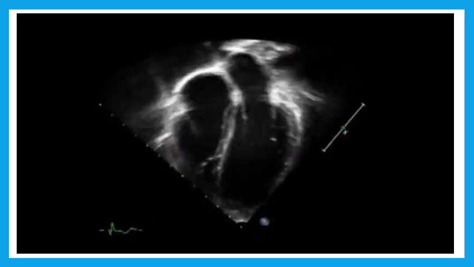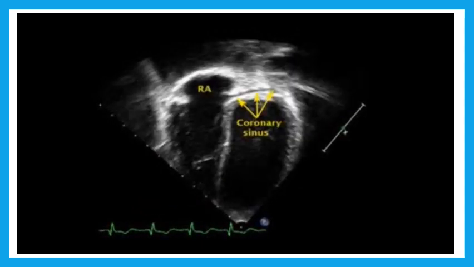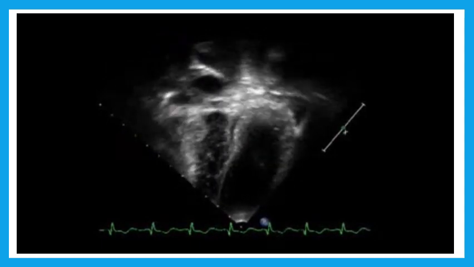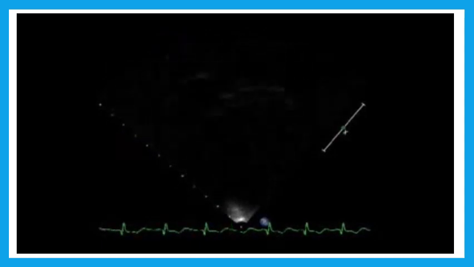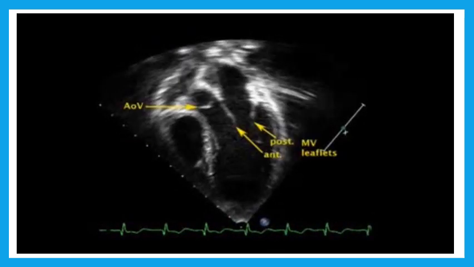So here is the four-chamber view, quick assessment of the systolic function, and as we see here, this is a patient with a good systolic function, and these are some labels of the cardiac structure. This is the five-chamber view.